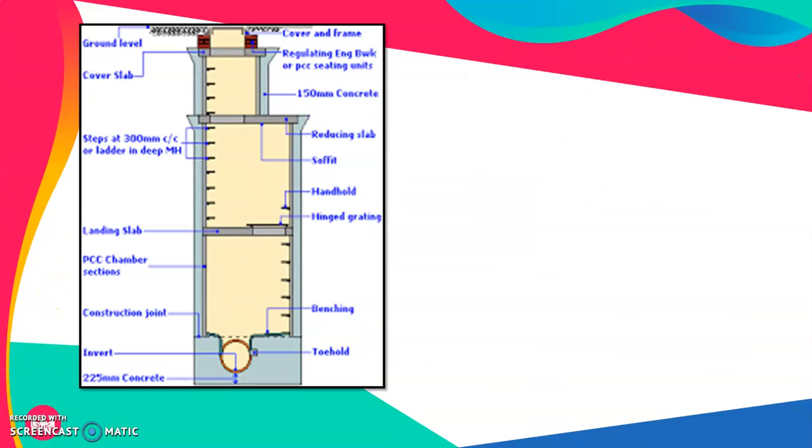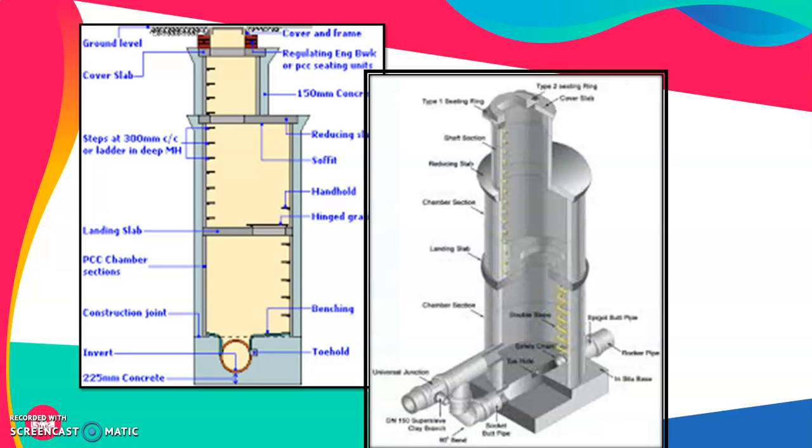This figure indicates the vertical cross section of deep manholes, where you can see that at the top the diameter or size is very small as compared to the lower or bottom part of it, and it has benching at various points along with the provision of steps so that a person entering here can have easy access. This is a three-dimensional view of such a deep manhole.